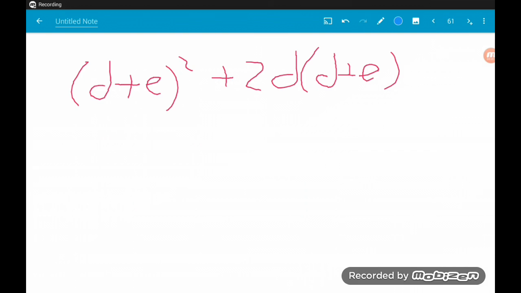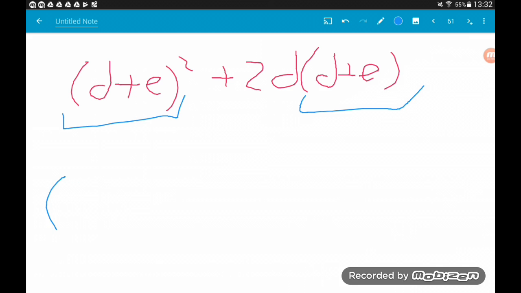Okay, then the final question for this video, we want to factorise this guy. d plus e squared plus 2d times d plus e. So quite similar to the last one. In fact, maybe a little bit simpler. So let's first of all check for a common factor. Again, we do have one. It's the d plus e.